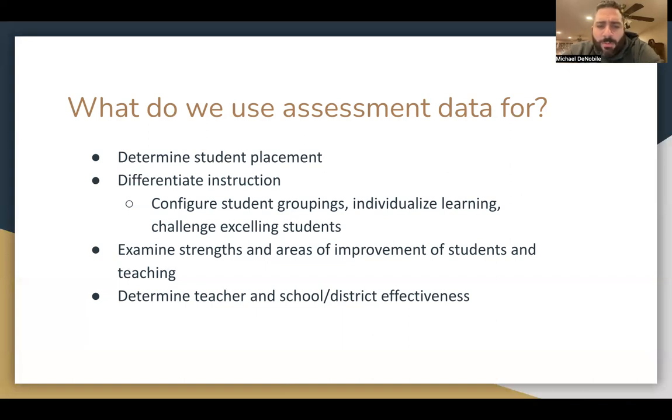Determine teacher and school district effectiveness. So we can use data, for example, on standardized exams to compare individual teachers, to compare individual schools and school districts, for better or for worse. Like that's what a lot of it is.